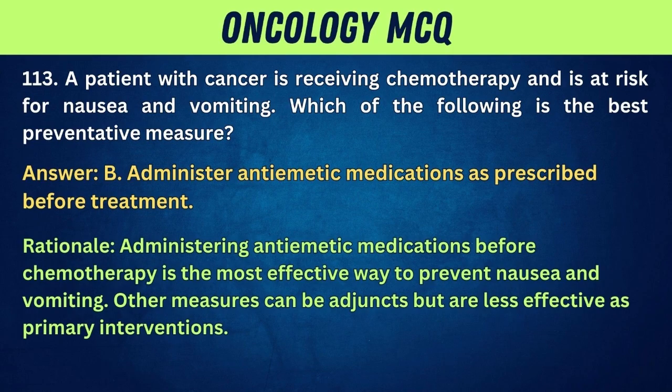Answer: B. Administer antiemetic medications as prescribed before treatment. Rationale: administering antiemetic medications before chemotherapy is the most effective way to prevent nausea and vomiting. Other measures can be adjuncts, but are less effective as primary interventions.